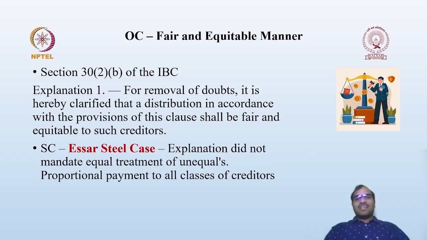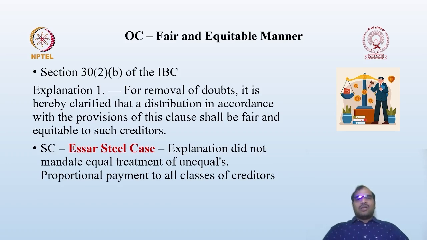So they are not saying equal. It is equitable manner. There is a difference between equal and equitable. We are not expecting equal treatment because all the creditors are in different classes, so you cannot treat unequals equally. What we are expecting is that equals must be treated equally, and unequals must be treated unequally. A proportionate payment to all the classes of creditors will be sufficient.